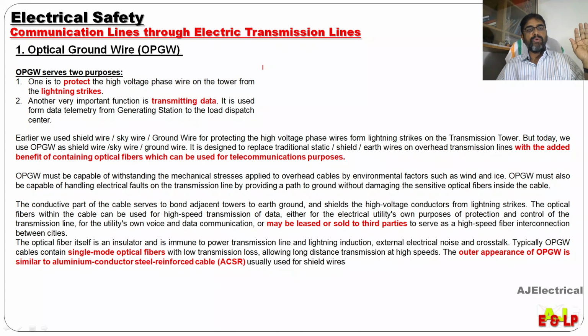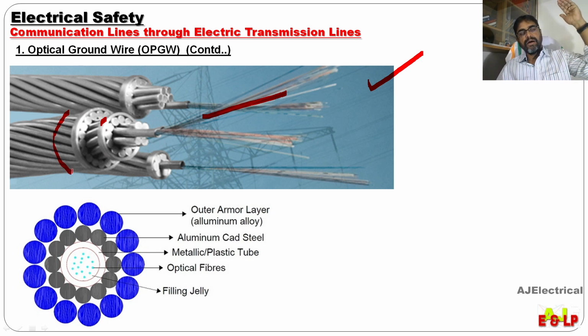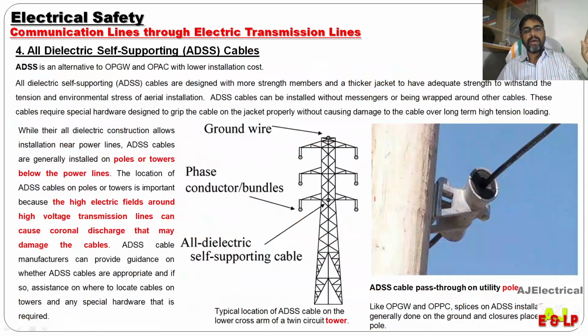Here OPGW, I told you, has two purposes: one for lightning protection and the other for transmitting data. In the picture of this OPGW you can see very clearly the fibers, and around that there is a pipe, and around that the metallic part. The metallic part is used for lightning protection. See the cross section also. Just go through the pictures.